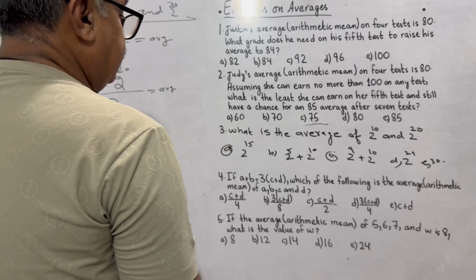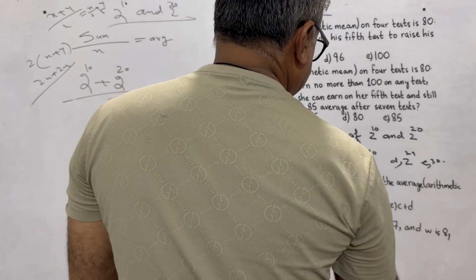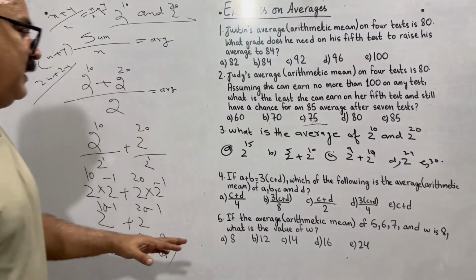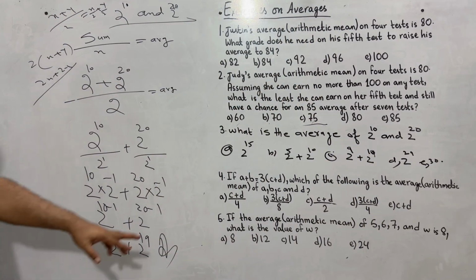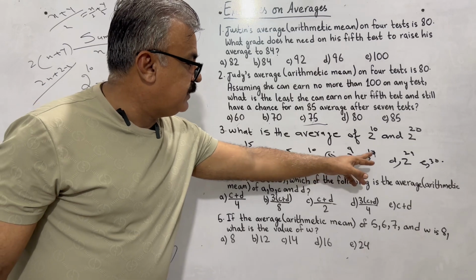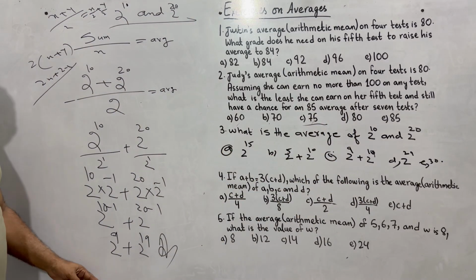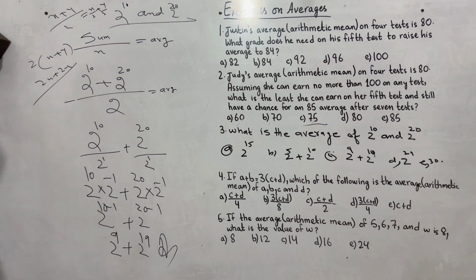2 raised 9, it is 2 raised 19. So I have made a mistake. 2 raised 9 plus 2 raised 19 it will be. This is our average. I am pretty sure about that. Moving towards the next question.